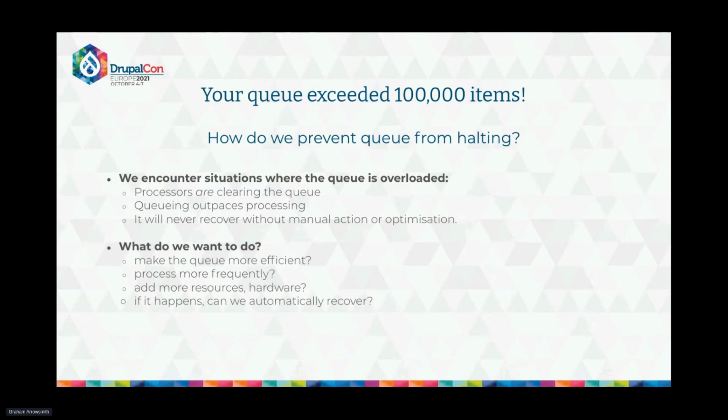So what are the options? We can make the queue more efficient. We could process more frequently. We could add more resources and hardware. Or if we're in this state, we could potentially automatically recover.